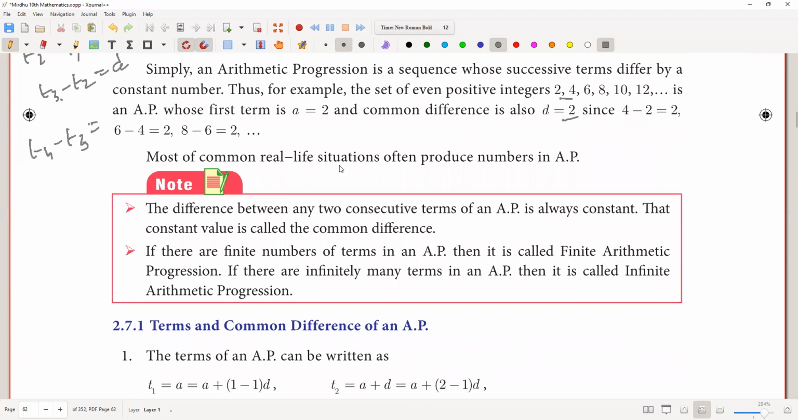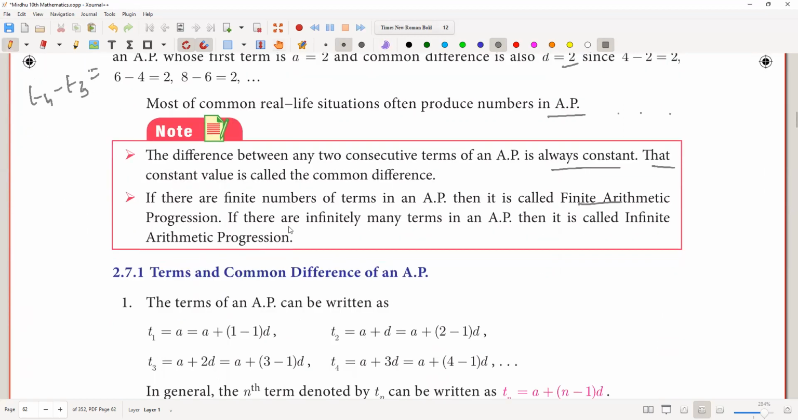Most of the common real life situations often produce numbers in AP. The difference between any two consecutive numbers in AP is always constant. Any two consecutive numbers in AP, the difference is constant, that is the common difference. If there are a finite number of terms in AP, then it's called finite arithmetic progression. If there are infinitely many terms in AP, then it is called infinite arithmetic progression.